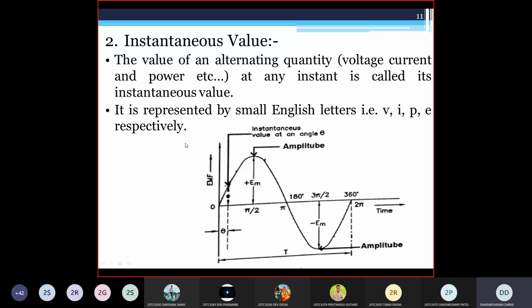All instantaneous values, whether voltage, current, power or energy, are represented by small English letters. Small v represents the voltage, current is represented by small i, power is represented by small p, and instantaneous energy at a particular instant of time is represented by small e. All of you understand? Yes. Definition: instantaneous value.